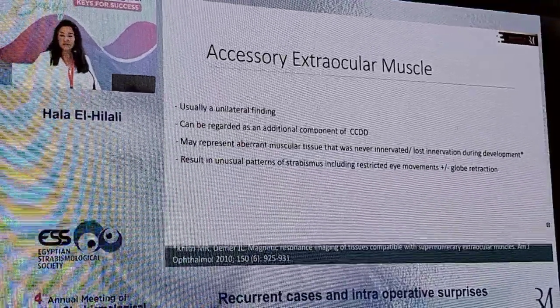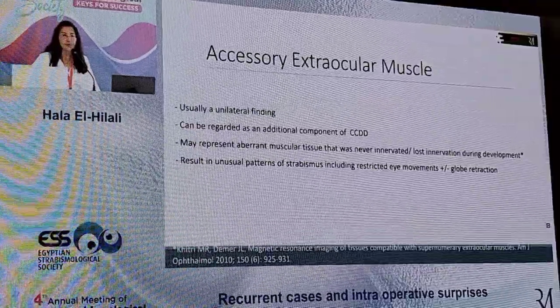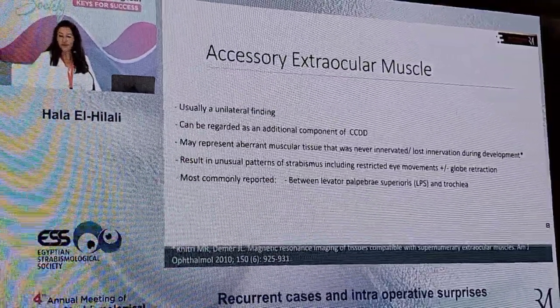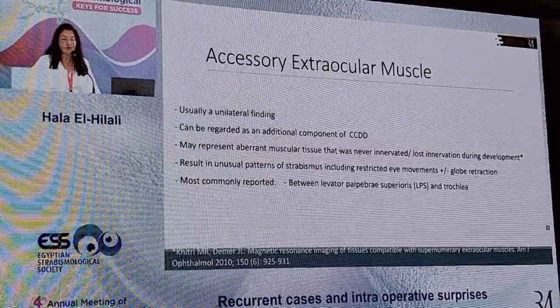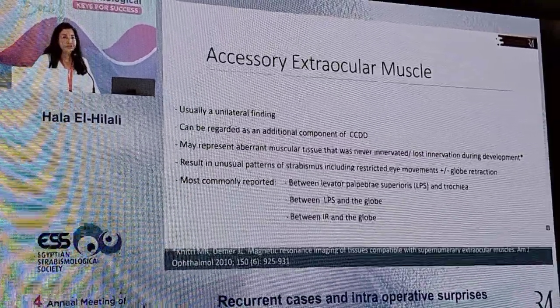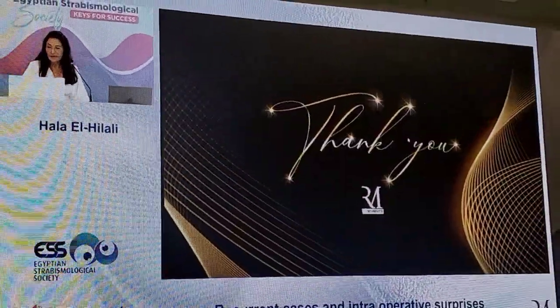It results in unusual patterns of strabismus with restriction of eye movements with or without globe retraction, and most commonly reported between the levator palpebrae superioris and the trochlea, between the levator and the globe, between the inferior rectus and the globe, or as an accessory lateral rectus muscle.